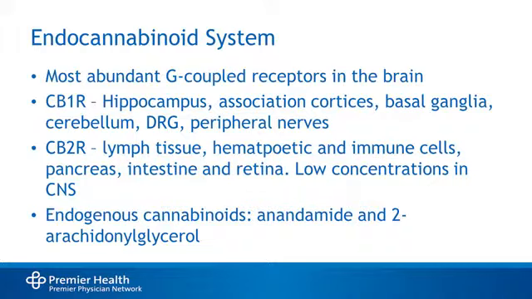It is involved with the most abundant G-coupled receptors in the brain. There are two receptors that are involved with cannabis use. The CB1 receptor, which is in the hippocampus, association cortices, basal ganglia, cerebellum, dorsal root ganglion, and peripheral nerves. The CB2 receptors are in other parts of the body: lymphatic tissue, hemopoietic and immune cells, pancreas, intestine, and retina. There is a low concentration in the CNS.